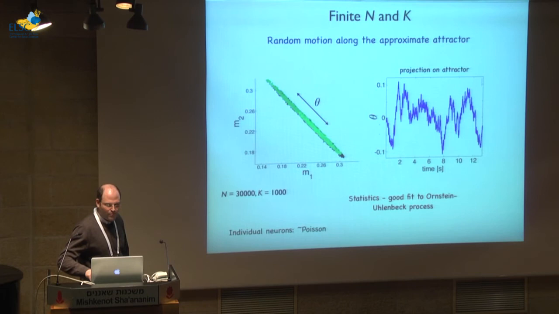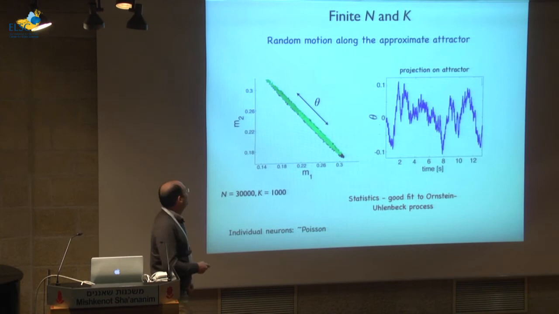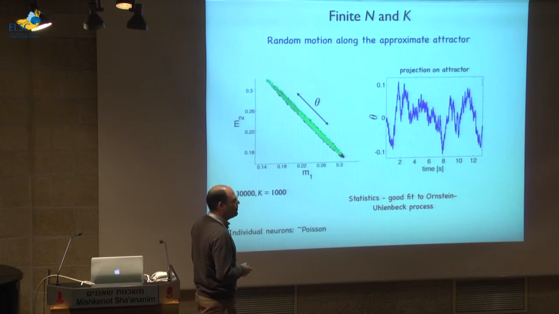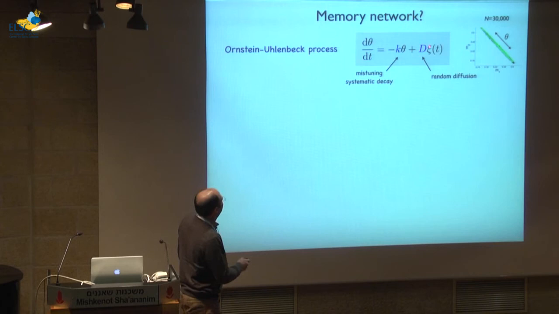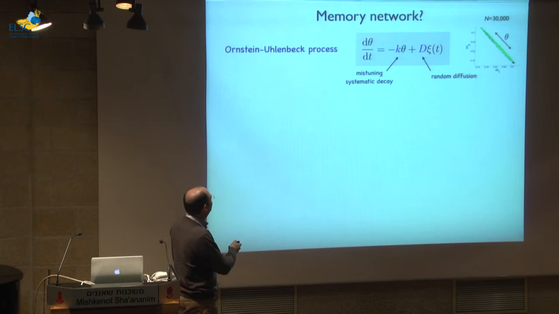And the last question that I'd like to discuss is whether this particular network that I've shown you here can be thought of as a reasonable memory network. I think by looking at this plot, you might already have the answer, but let's look at it a little bit more carefully. The dynamics of theta is described by an Ornstein-Uhlenbeck process. There is a restoring force, and the restoring force is related to the tuning of the inhibition between the two networks. If the tuning were perfect, this prefactor k would be zero. And there is also random diffusion.